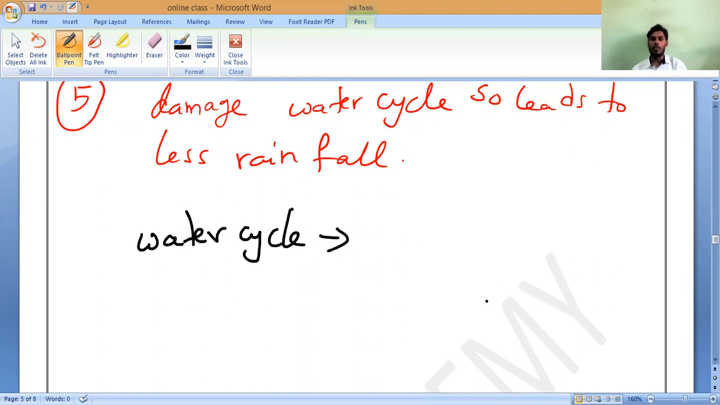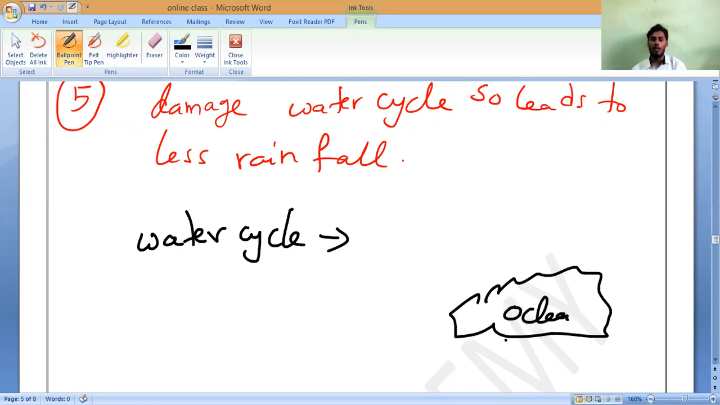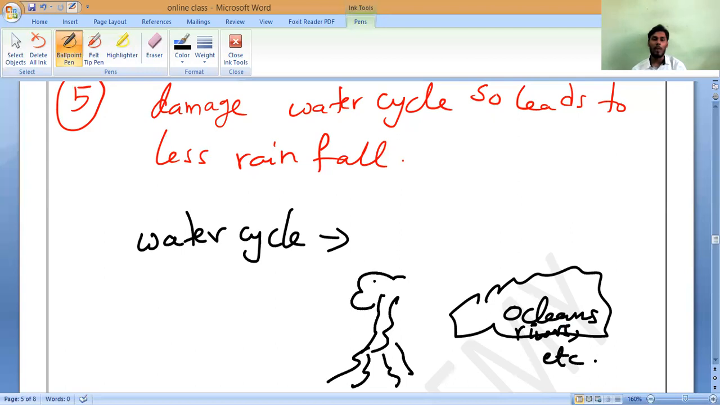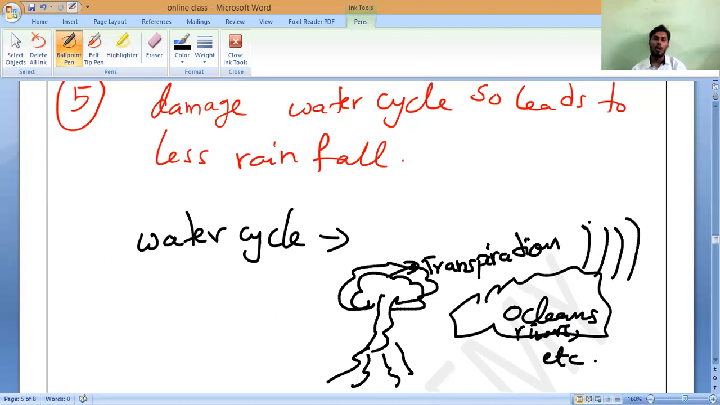The water which is present in the oceans, rivers, and all the water bodies, and also from the plants. From the plants, that process is called what? I have taught you: transpiration. So transpiration from the plants, and also from the oceans and all, the continuous process is called evaporation.